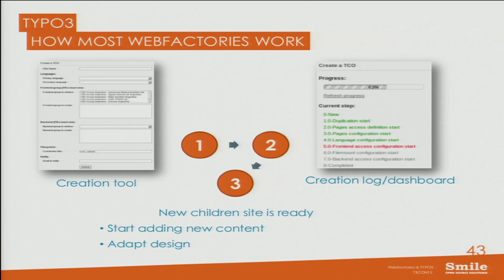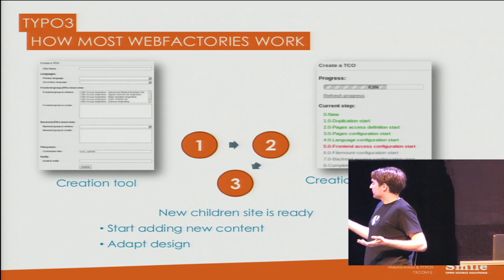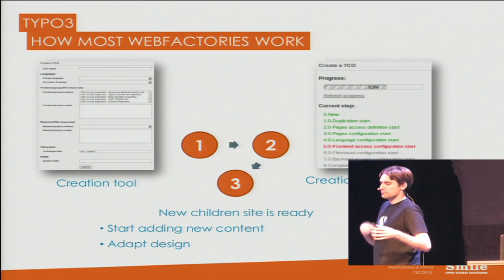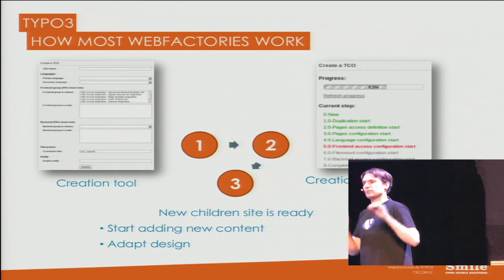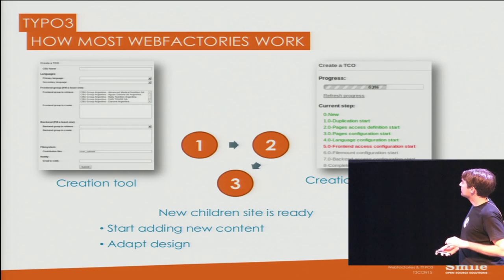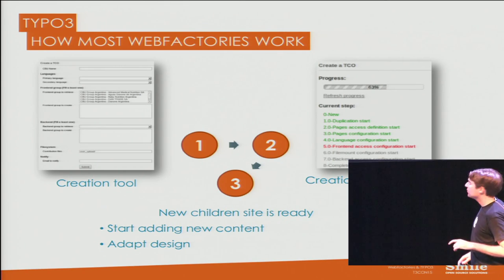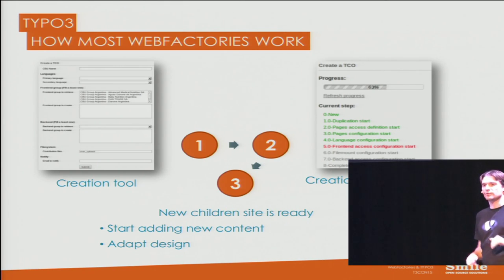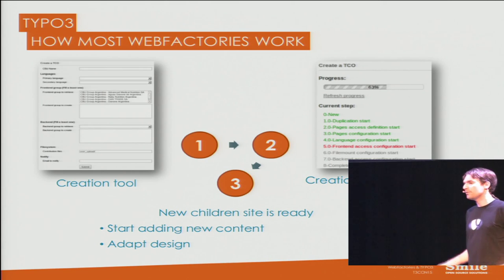So this is an example that we made for one of our customers. You just fill a form, say, okay, I want this title, I want these settings, I want to apply access right on this group. Then you just press submit, and then it goes. It will go from one step, one by one. And at the end, you have your website.